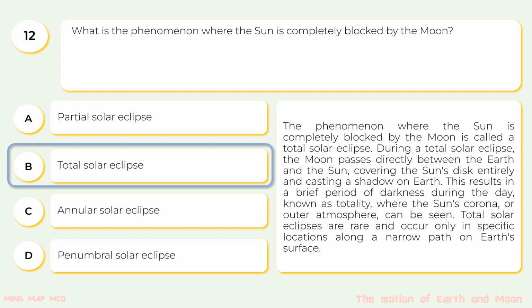During a total solar eclipse, the moon passes directly between the earth and the sun, covering the sun's disk entirely and casting a shadow on earth. This results in a brief period of darkness during the day known as totality, where the sun's corona, or outer atmosphere, can be seen. Total solar eclipses are rare and occur only in specific locations along a narrow path on Earth's surface.